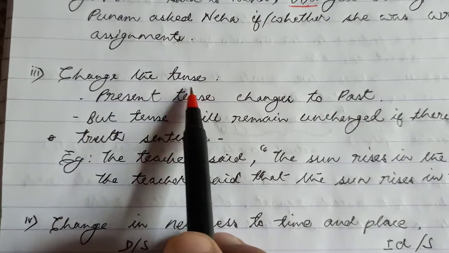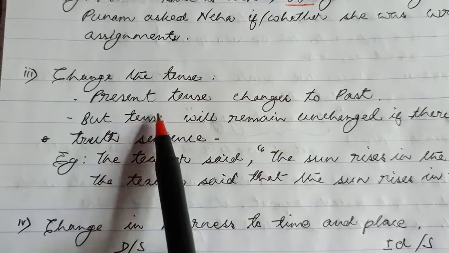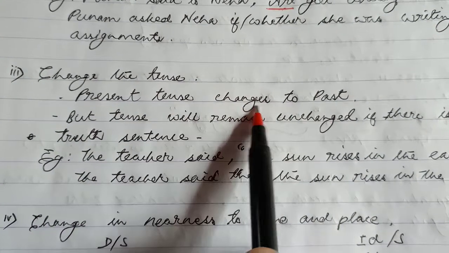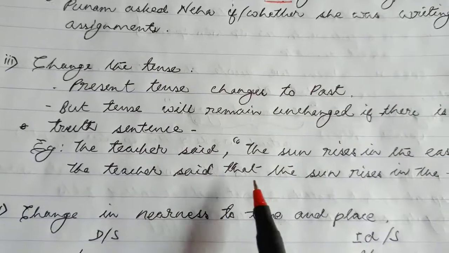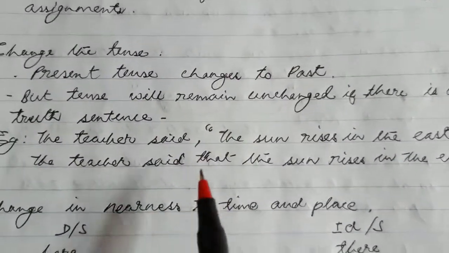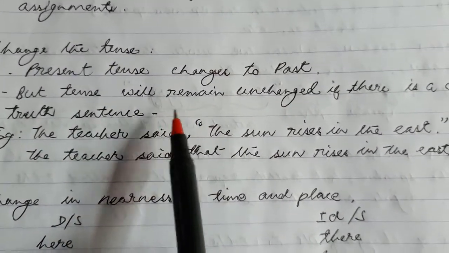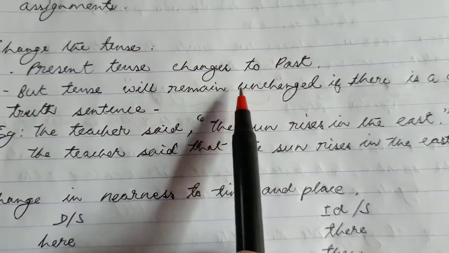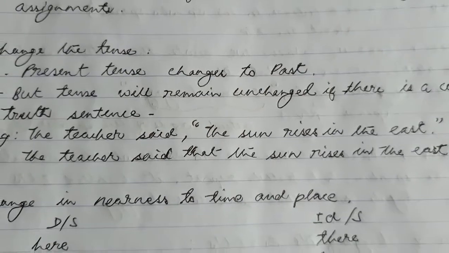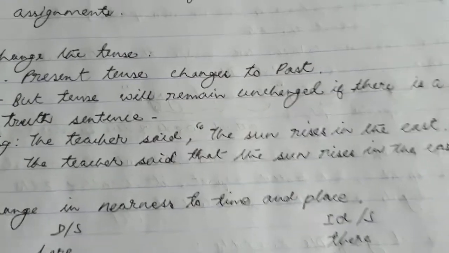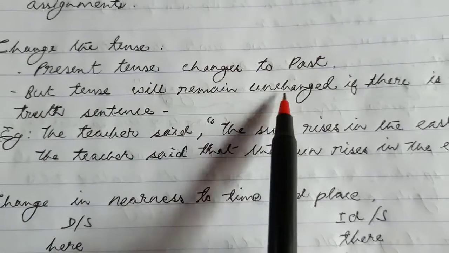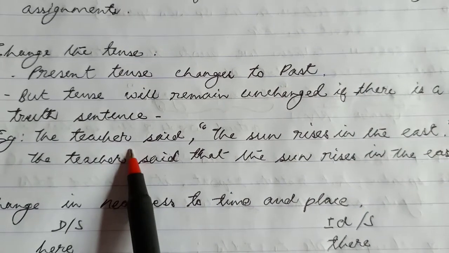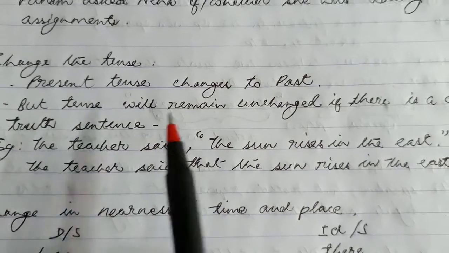Change of tense. Normally present tense changes to past. This is what we know. Present tense changes to past, and there are more things that you should understand. The continuous will become the past continuous, likewise. The tense changes, but let us understand where the tense will not change. The tense will remain unchanged if there is a universal true sentence. Now what does it say?